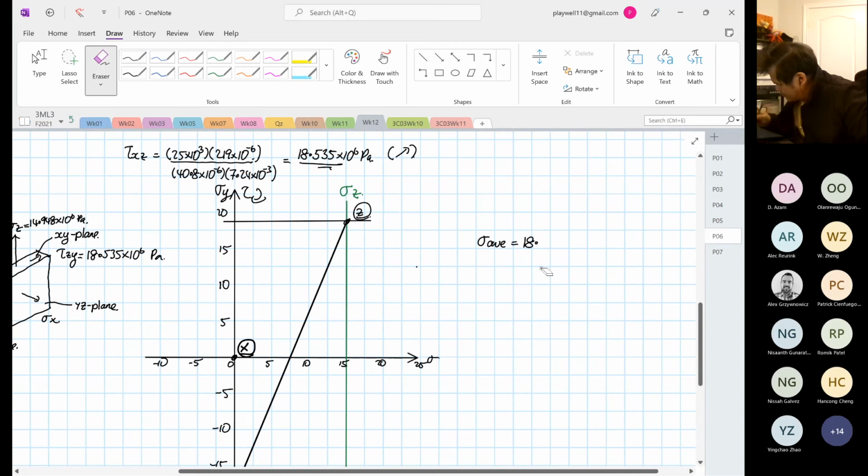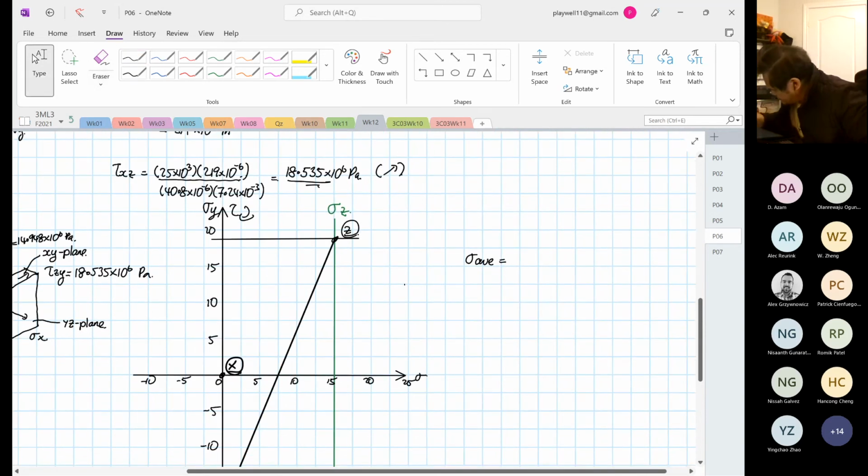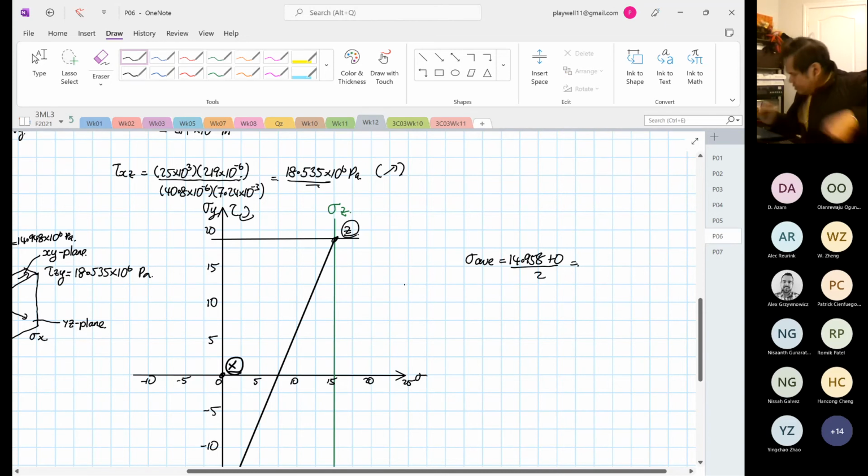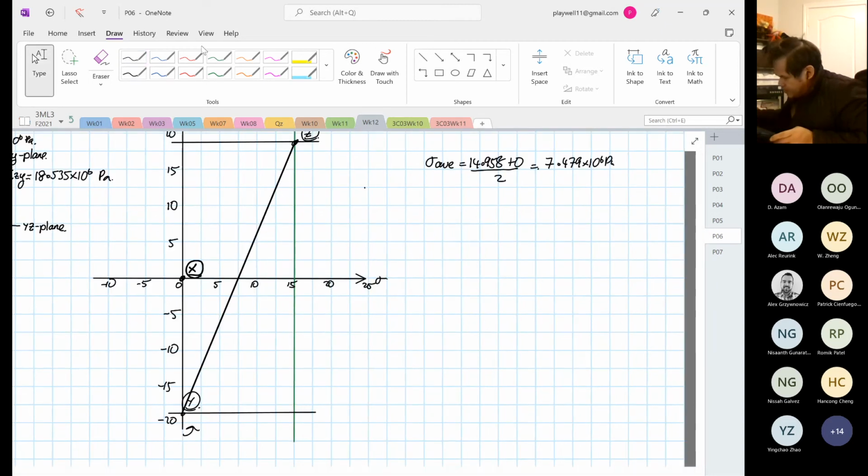No, not 18.535, come on. It's equal to 14.958 plus 0 divided by 2. Right? So 14.958 divided by 2 is 7.479, 7.479 times 10 to the power 6 Pascal. Okay, so we found our center.